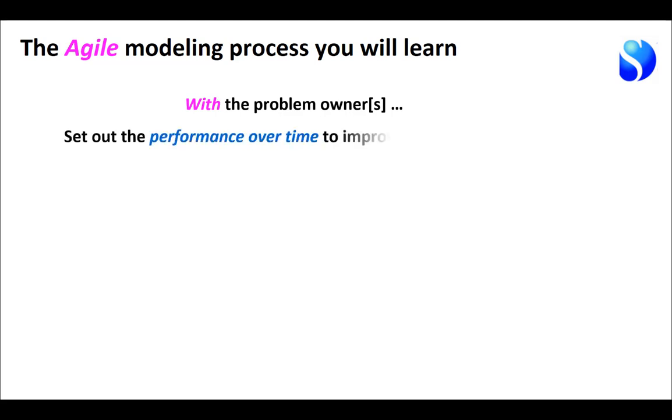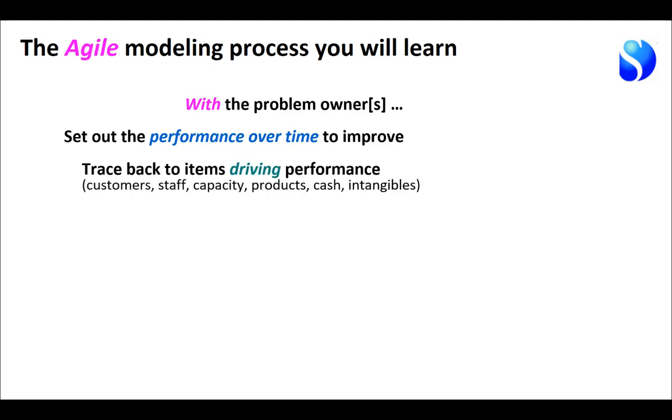So with the problem owners, we show you right from the start how to set out, specify the performance that you or they are wishing to see improved over time. And we very quickly help you trace back to the driving factors that are causing that performance to change. So what's happening to customer numbers? What's happening to staff numbers? What's changing about capacity? What's changing about your product range? What's changing about cash and cash flow? And what's happening to the intangibles in the system?